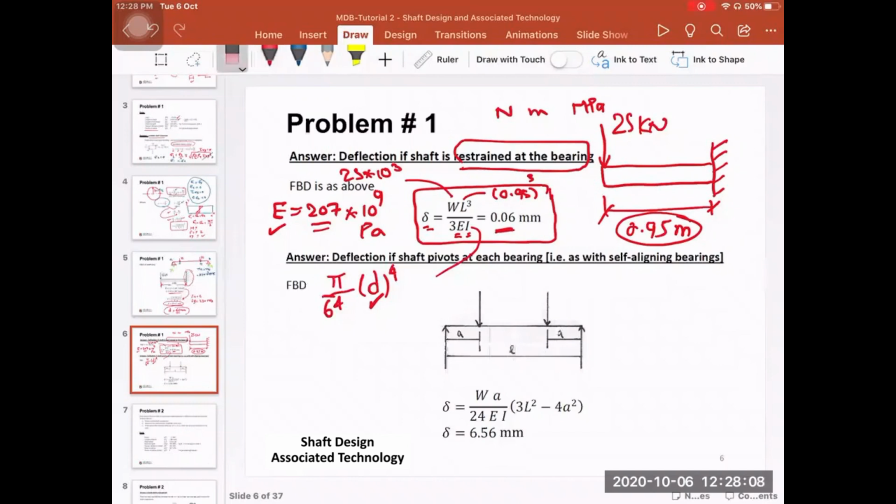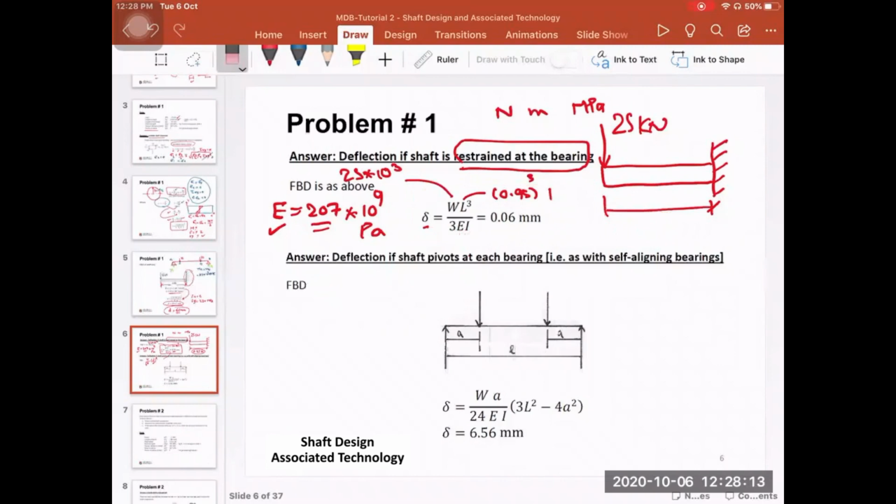If you go for the second case, the deflection if the shaft pivots at each bearing. So there is one type of bearing. When we study bearings, you might see this. It is called self-aligning bearing. The self-aligning bearings rotate internally. The internal part of the bearing rotates with the deflection of the shaft. So it allows the shaft to deflect here at these points, okay?